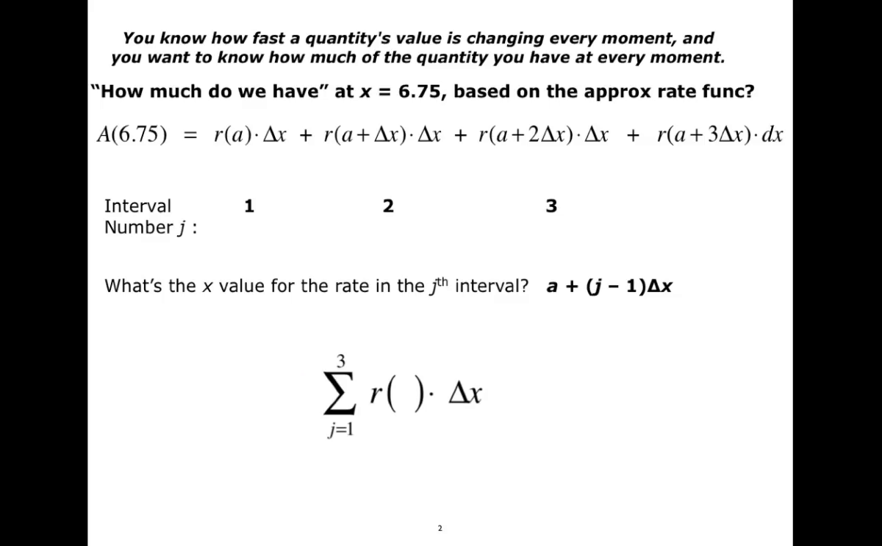We're going to start at A, and we're always going to add. We're going to go across j minus 1 intervals to get to the left side of the jth interval. And so that's where we came up with this general form for what the x value for each rate is going to be. Okay? So we're going to start at A and go across j minus 1 intervals. That takes us to the left side of the jth interval. We plug that into the R function, and that gives us the rate.